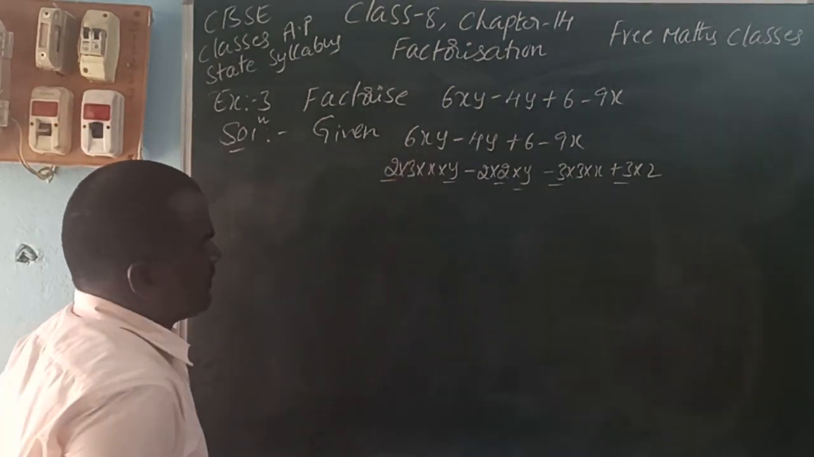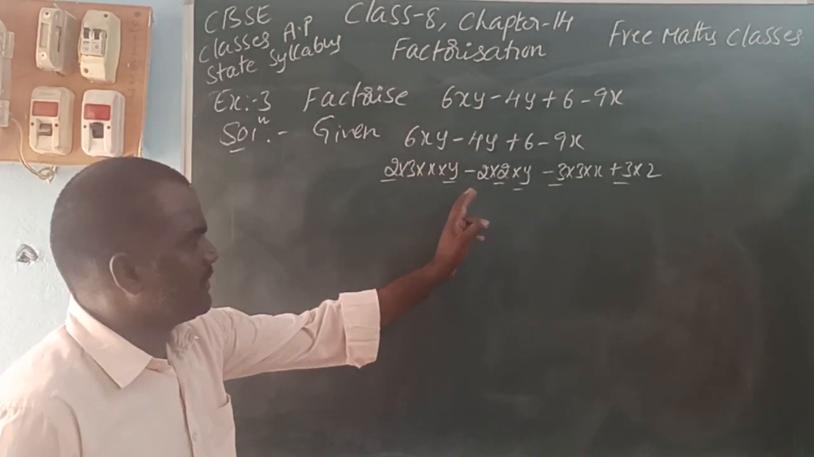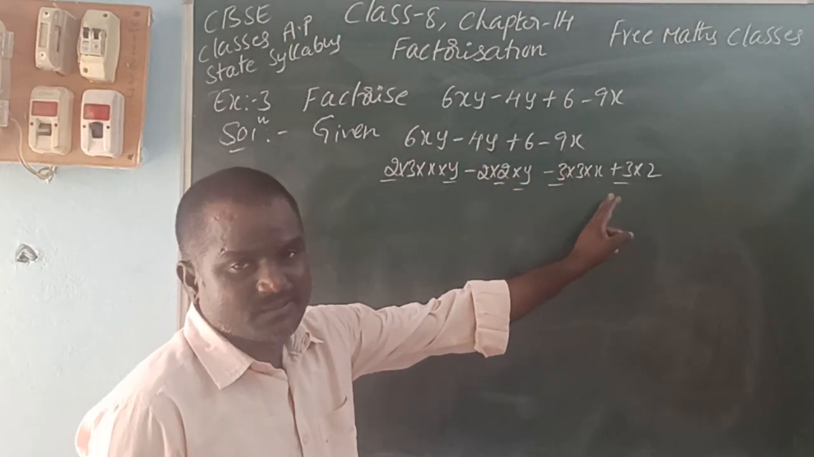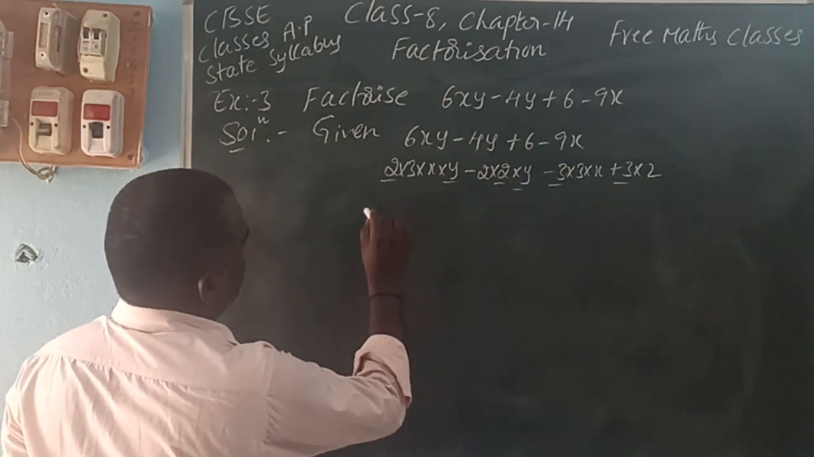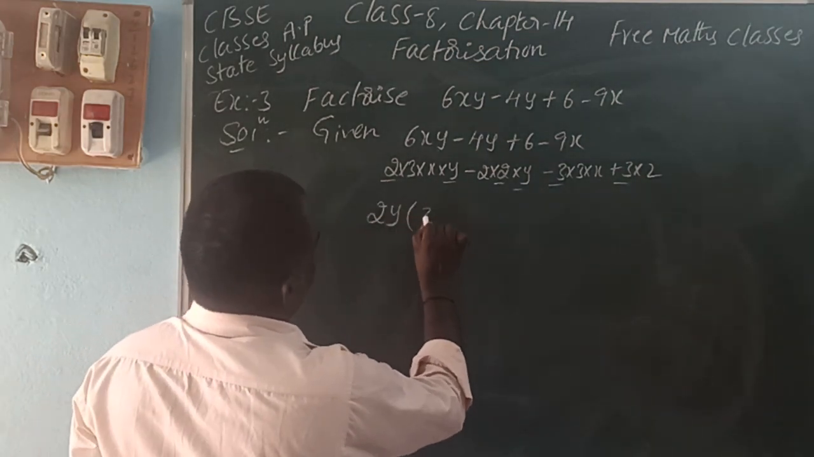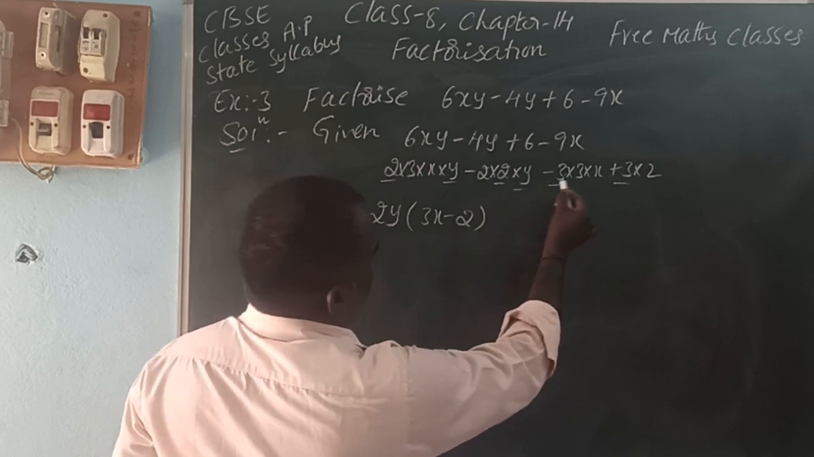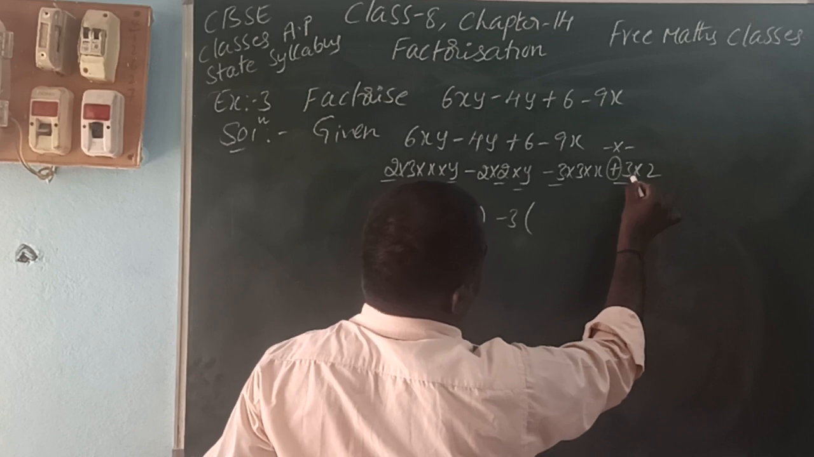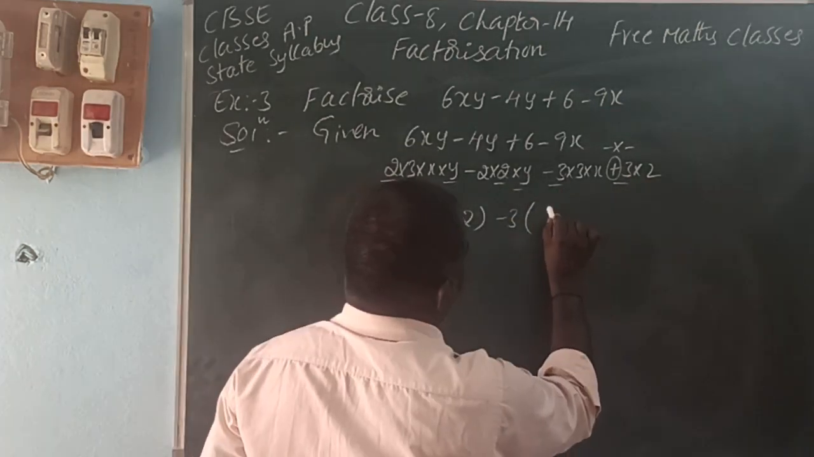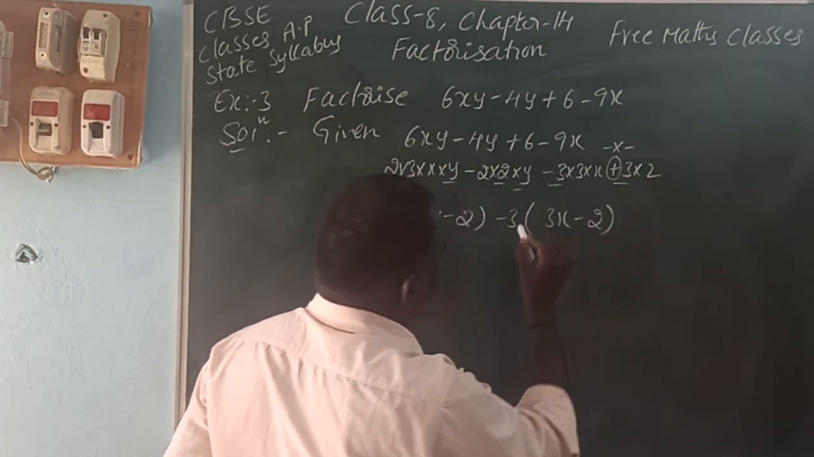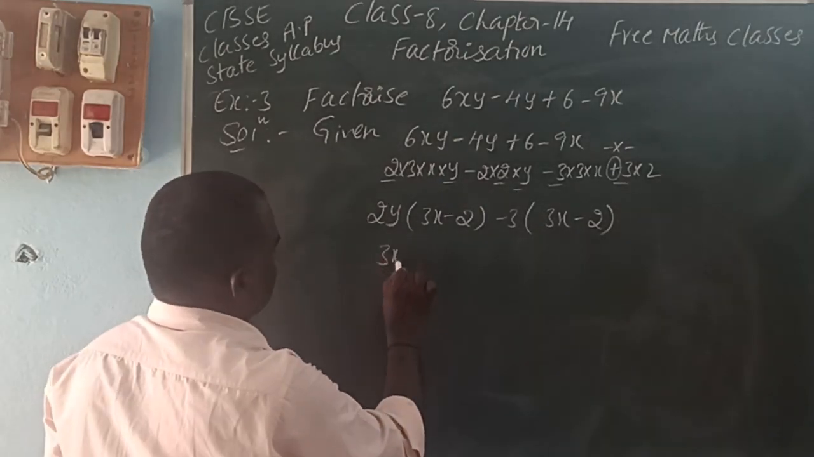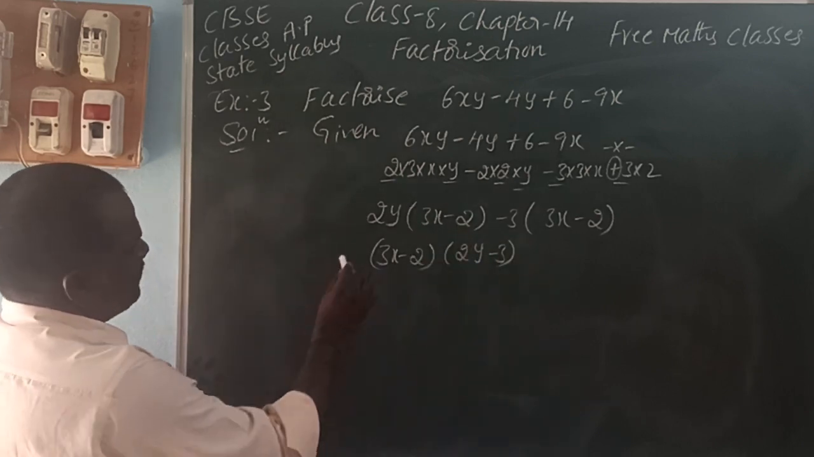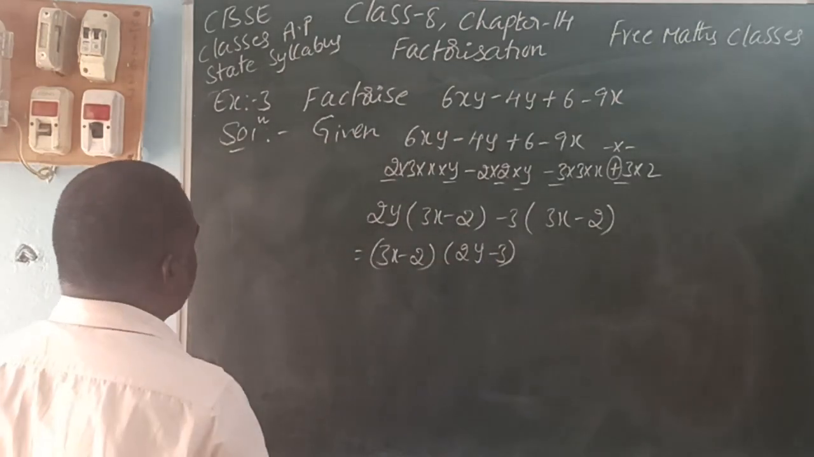So 6xy we can write as 2 into 3 into x into y, minus 4y as 2 into 2 into y, minus 9x as 3 into 3 into x, plus 3 into 2. So here what is common? 2y is common. What is remaining? 3x minus 2. So here what is common? Plus we can write as minus into minus. Minus 3 is taken outside. What is remaining here? 3x minus 2. So in these two, what is common? 3x minus 2 of 2y minus 3. This is the factorization of this given polynomial.